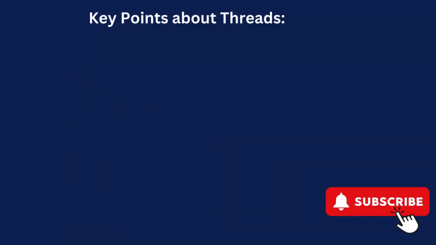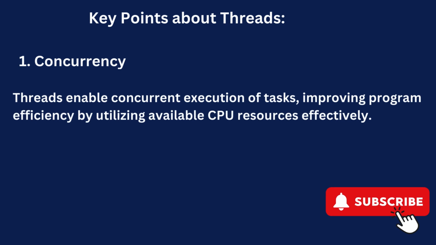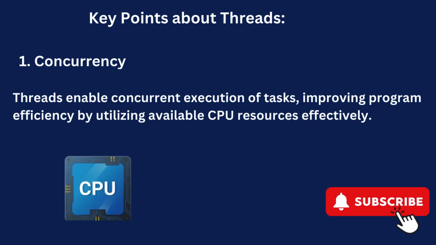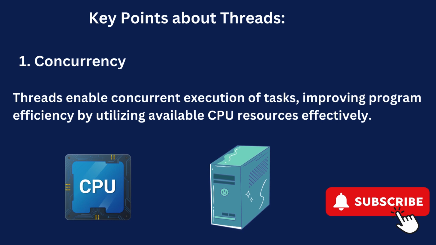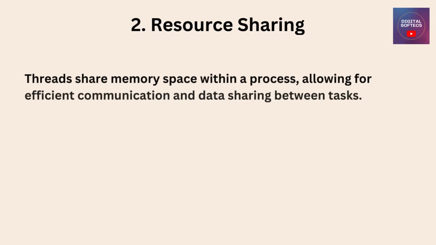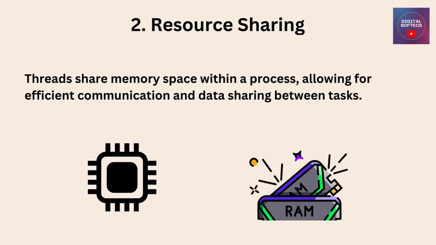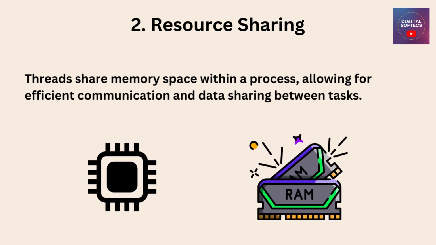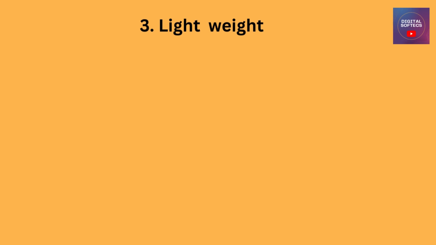Key points about threads. 1. Concurrency. Threads enable concurrent execution of tasks, improving program efficiency by utilizing available CPU resources effectively. 2. Resource sharing. Threads share memory space within a process, allowing for efficient communication and data sharing between tasks.